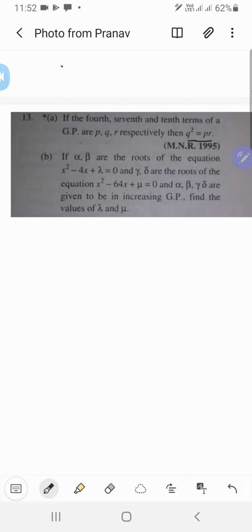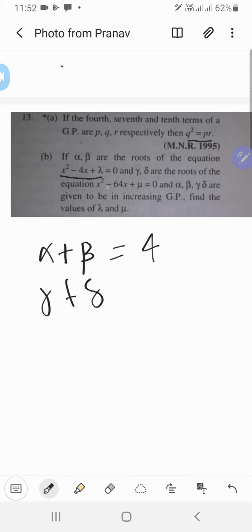Okay, so what we are given is that alpha plus beta, which is the sum of the roots, is supposed to be the negative coefficient of x upon the coefficient of x squared, which in this case turns out to be 4, because this equation has the negative coefficient of x as 4 and the coefficient of x squared as 1, so it will be 4 upon 1, which is 4. And similarly gamma plus delta is going to be negative of negative 64 upon 1, which is 64.